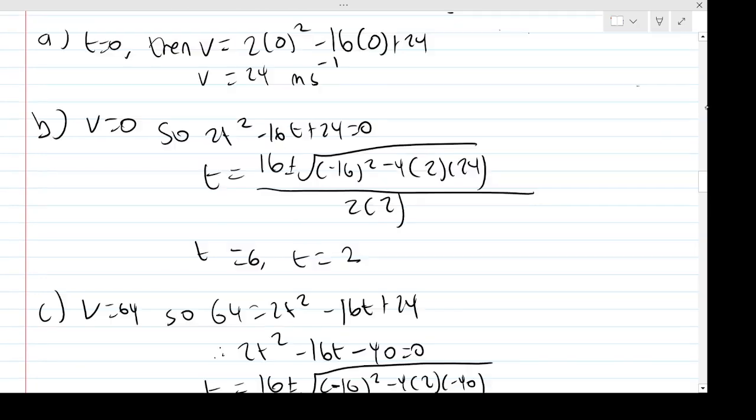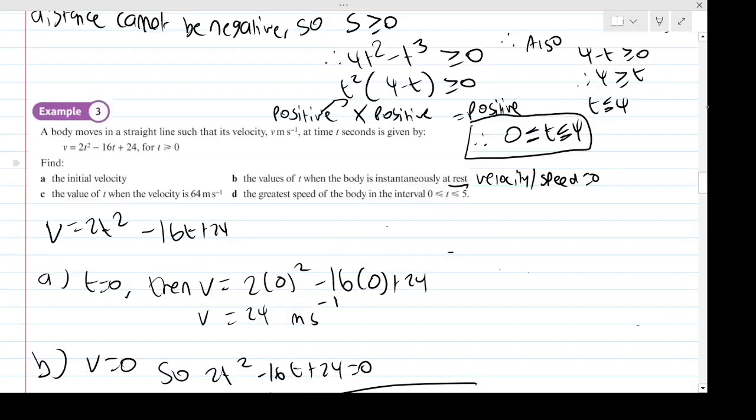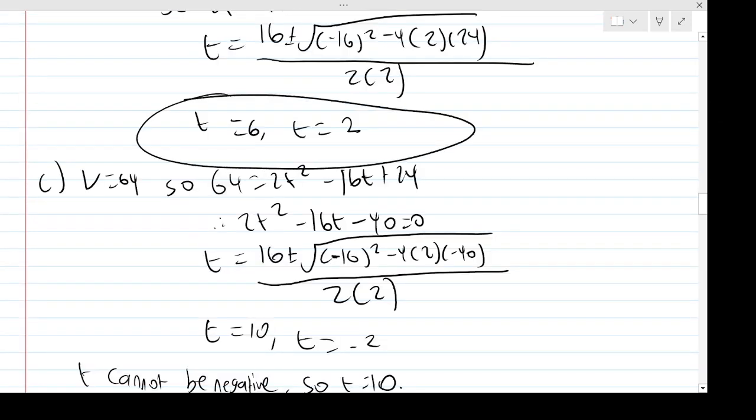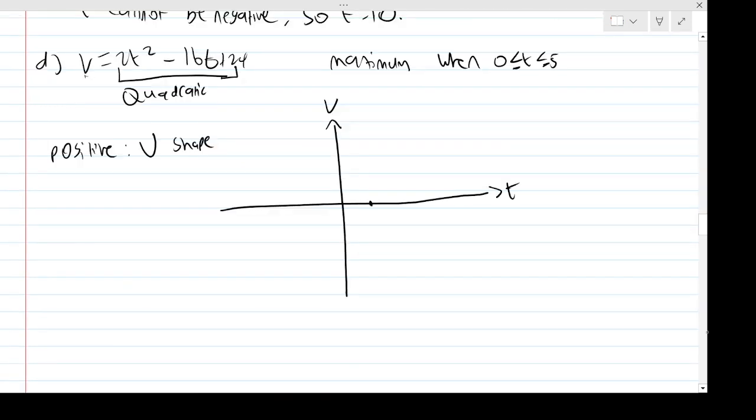So actually, we did find the roots when v was 0. We found that in part B, because that's when it goes to rest, when v is 0. So these are my roots, okay? That's when v is 0. So that means it's going to pass through 2 and 6 here. So my graph is going to look a bit like that, okay? There we are. So that's the whole graph. That's for all values of t, okay?